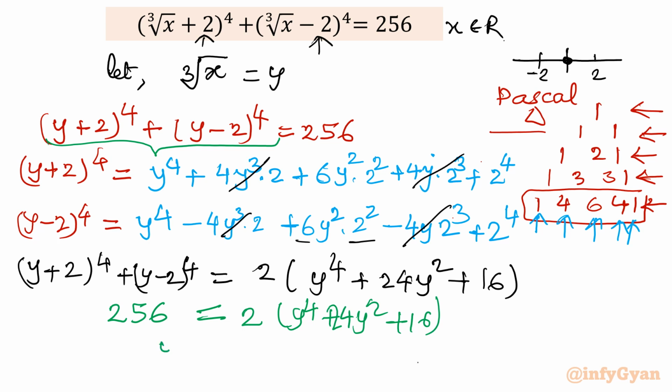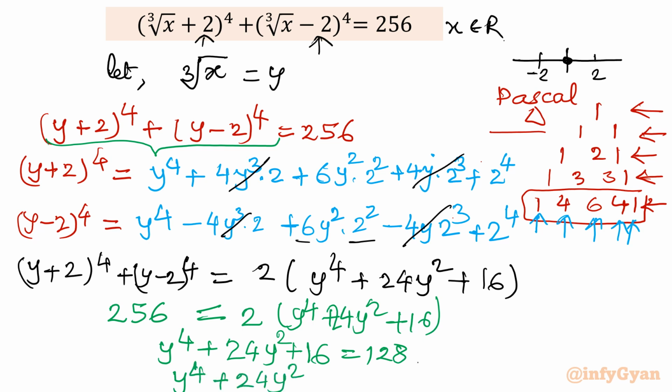In the next step, I would write y power 4 plus 24y square plus 16 equal to 256 over 2, 128. So the last equation means y power 4 plus 24y square minus 112, since 128 minus 16 is 112. So this is nothing but a quadratic equation in y square. You can see it is quartic, but it is quadratic in y square.